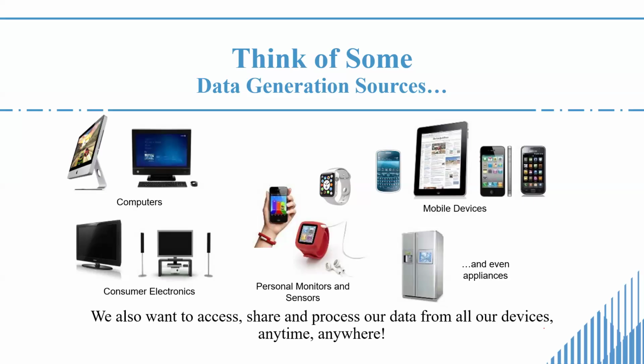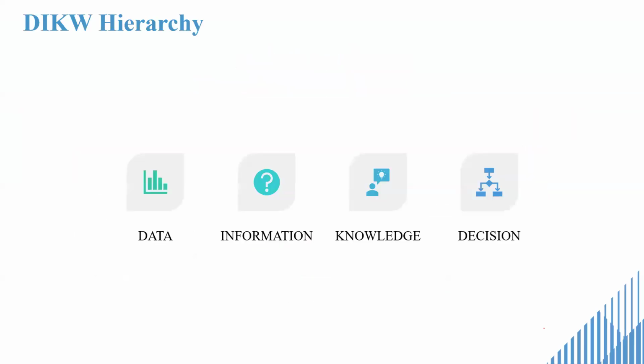So these are the things nowadays: hearing and listening to what you are doing through cell phones, smartphones, smartwatches, all these things. So we have another concept, the DIKW hierarchy. D stands for data, I for information, K for knowledge, and D for decision.